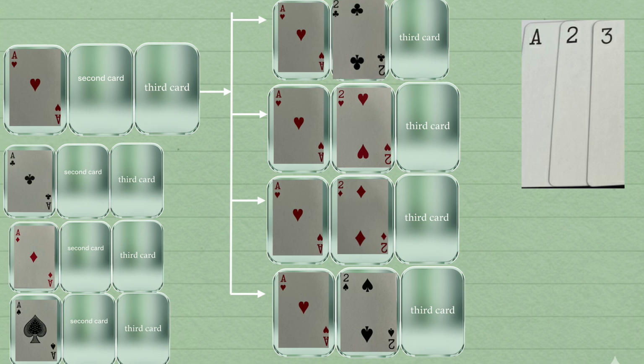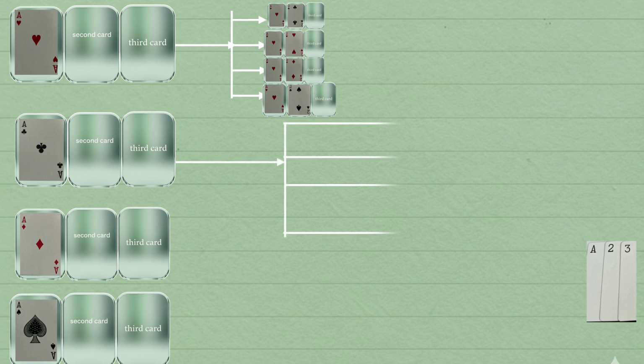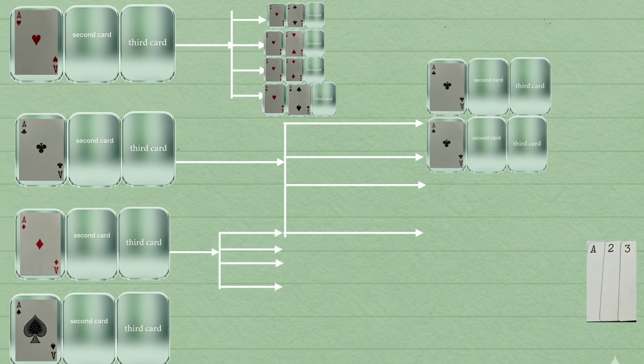Thus, whenever there is an ace of hearts in the first slot, there are 4 different 2s that can occupy the second slot. The same situation applies to every other ace placed in the first slot. Each ace can be paired with 4 different 2s in the second slot. Hence, there are a total of 4 times 4 possible combinations for choosing the first ace and the second 2.